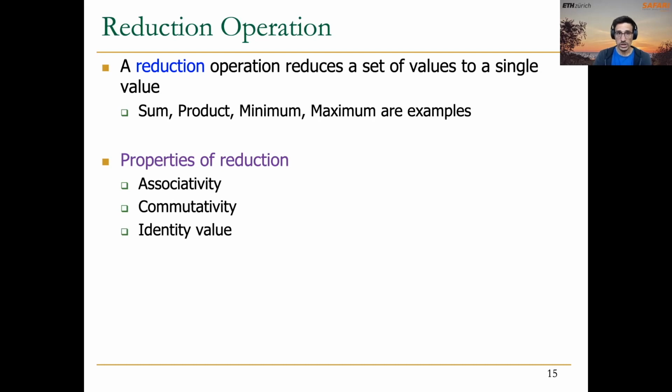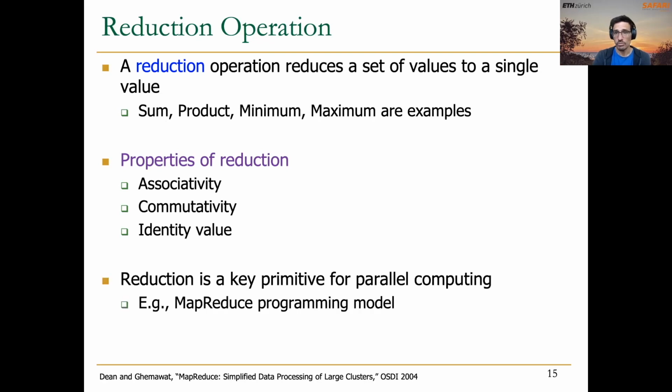In the case of the sum, for example, we know that sum is associative because we can change the order that we perform the additions when we have multiple elements that we have to sum. It's commutative because we can swap the summands. There is an identity value that is 0, because if we add 0 to anything, the result will be the same original value. And reduction is a key primitive in parallel computing. For example, it's used in the map-reduce programming model.